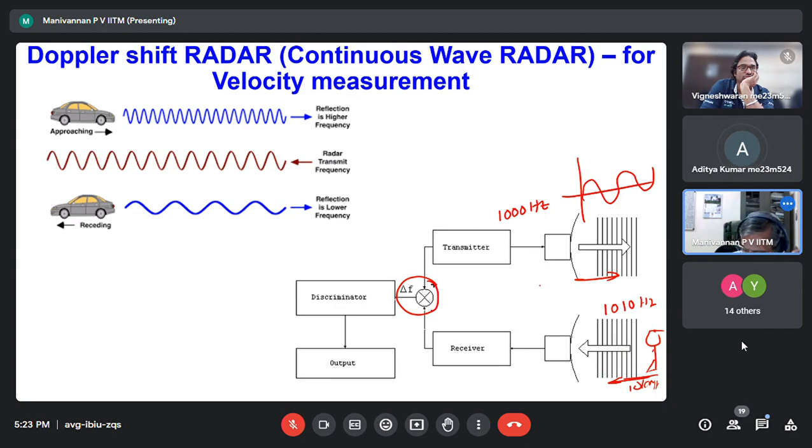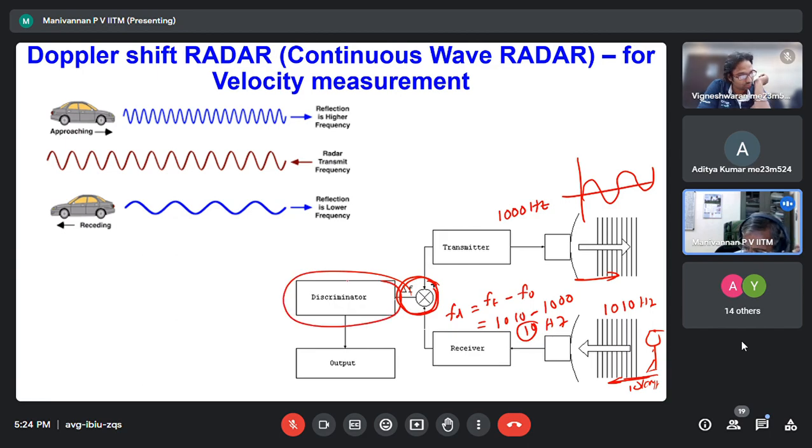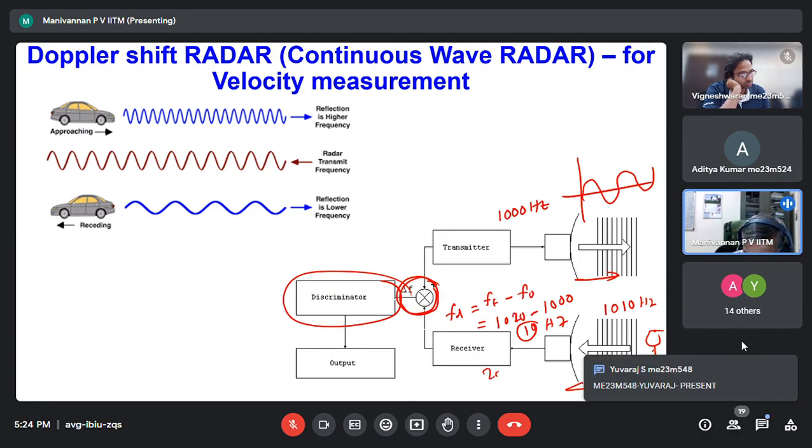It is reflected. So delta F is nothing but the reflected frequency Ft minus F naught, which is Fd. That's what the circuit is going to do. So it will get 1010 minus 1000, which gives 10 hertz. This 10 hertz comes to the discriminator. The discriminator already knows 10 hertz means 10 kilometers per hour. If this person is moving at 20 kilometers per hour towards you, the frequency will be 1020, for example, so delta F will be 20 hertz. The discriminator already knows that 20 hertz means the person is traveling at 20 kilometers per hour. That's what it is going to display.